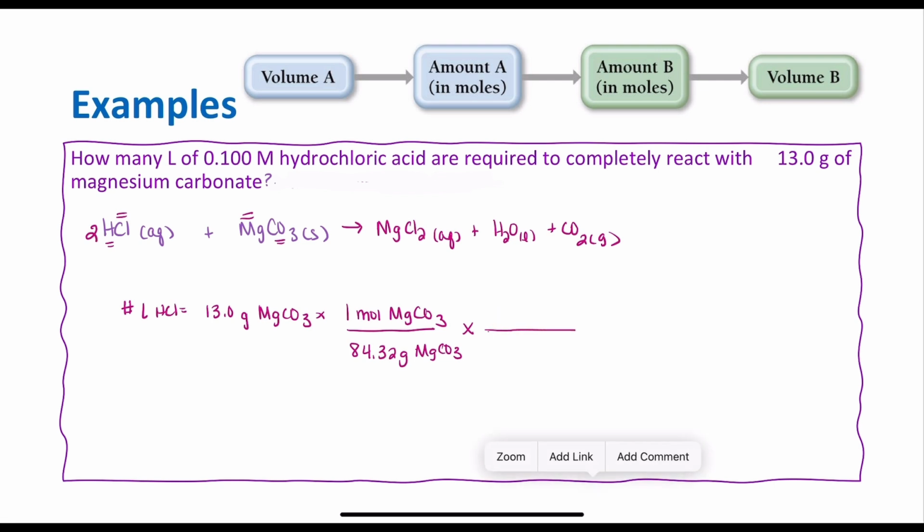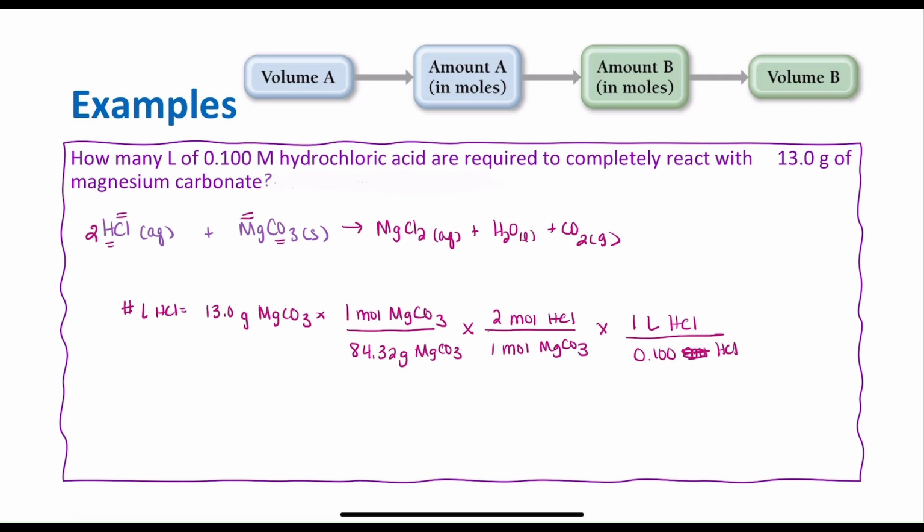Now that I'm in moles, I can use my balanced reaction, and I see that 2 moles of HCl react with every 1 mole of magnesium carbonate. Now I've got moles of HCl, so I can use that molarity to find the number of liters of HCl. So every 1 liter of HCl I have contains 0.11 moles of HCl. It's always a good thing to check that units are canceling: grams to grams of magnesium carbonate, moles to mole of magnesium carbonate, moles to moles of HCl, and I'm left with liters of HCl.